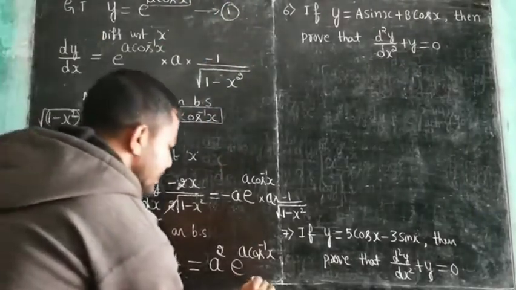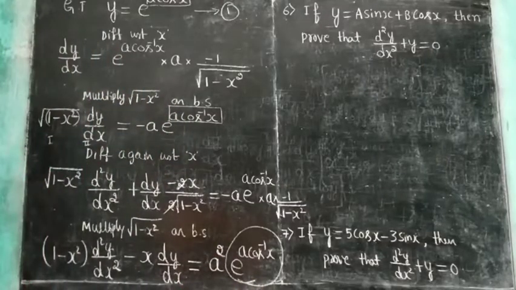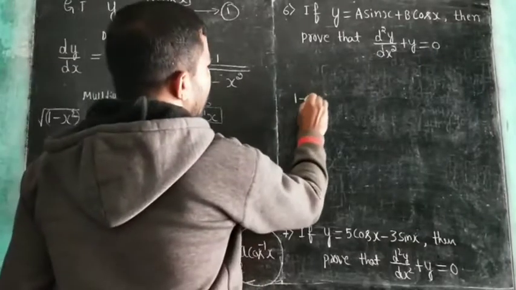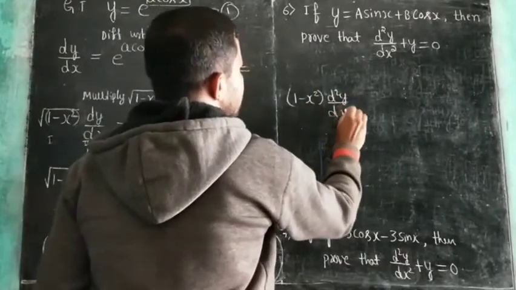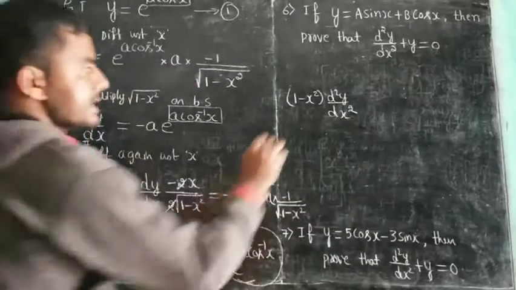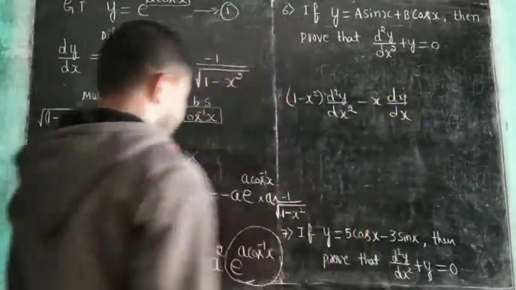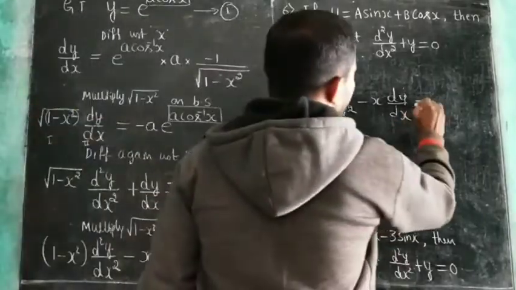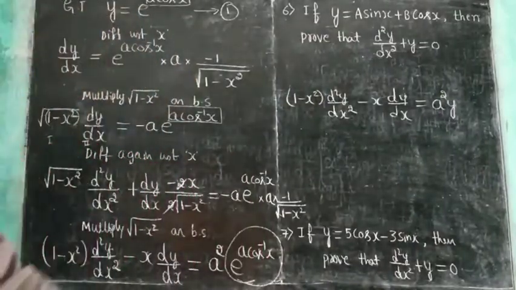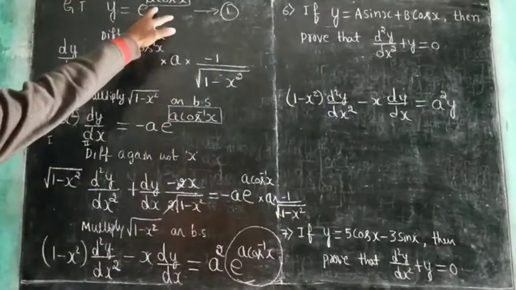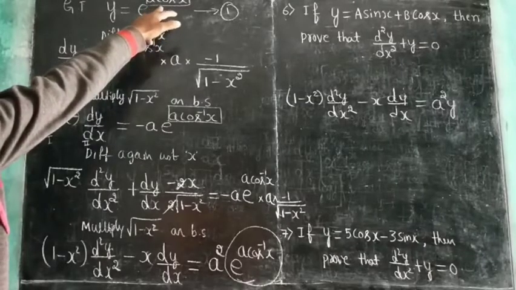From the given equation, this term is called y. So the result is 1 minus x square into d square y divided by dx square minus x into dy divided by dx is equal to a square into y, because in equation 1, y is equal to e power a cos inverse x.